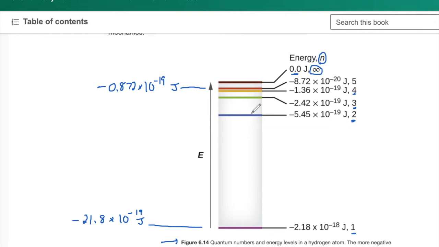Also, the spaces in between the levels decrease as they go up. So the space between 1 and 2 is much larger than the space between 2 and 3, which is in turn larger than the space between 3 and 4, and so on.